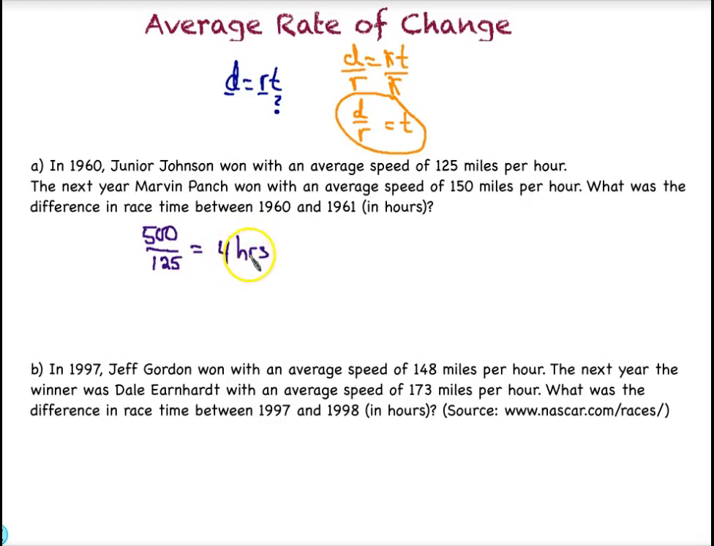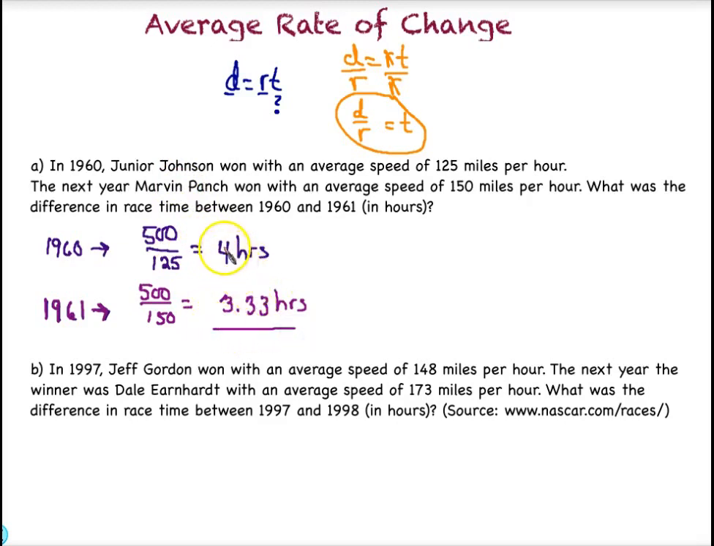It looks like 4 hours. And really what I've done is just use the same formula. I've taken distance divided by my rate to figure out my time. If we do that for the second guy, he traveled a little faster, so I would expect that his time would be quicker. And if I take 500 divided by 150, I get 3 1/3 or 3.33 hours. A year later, as time goes by, the speed at which these two gentlemen finished the Daytona 500 has gone down.